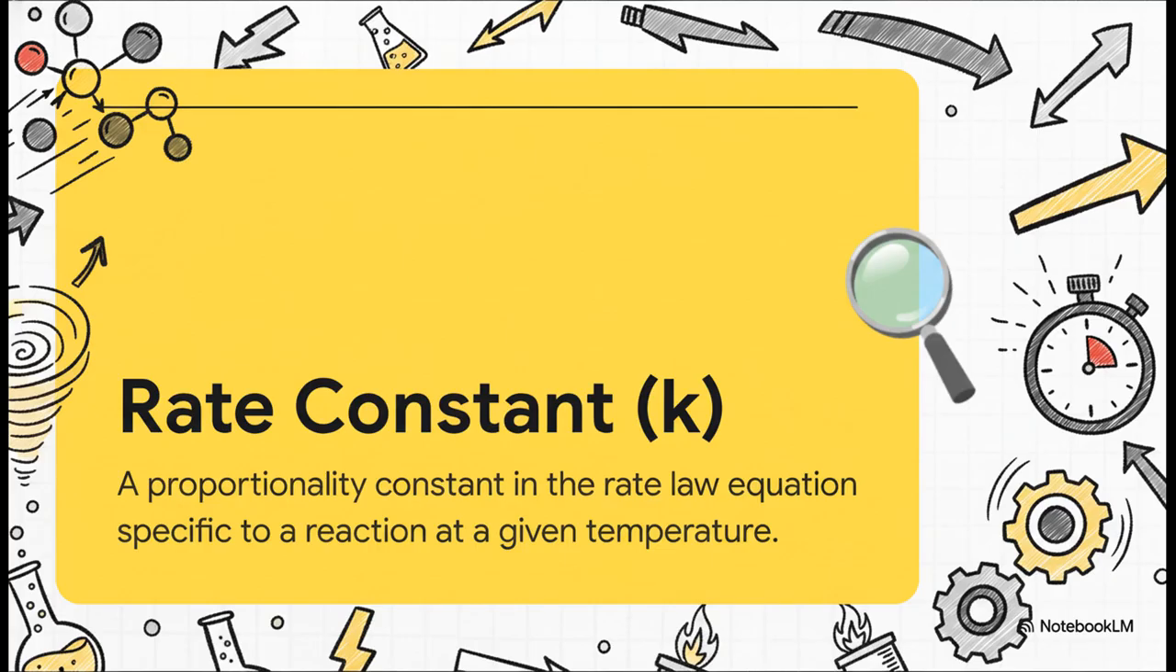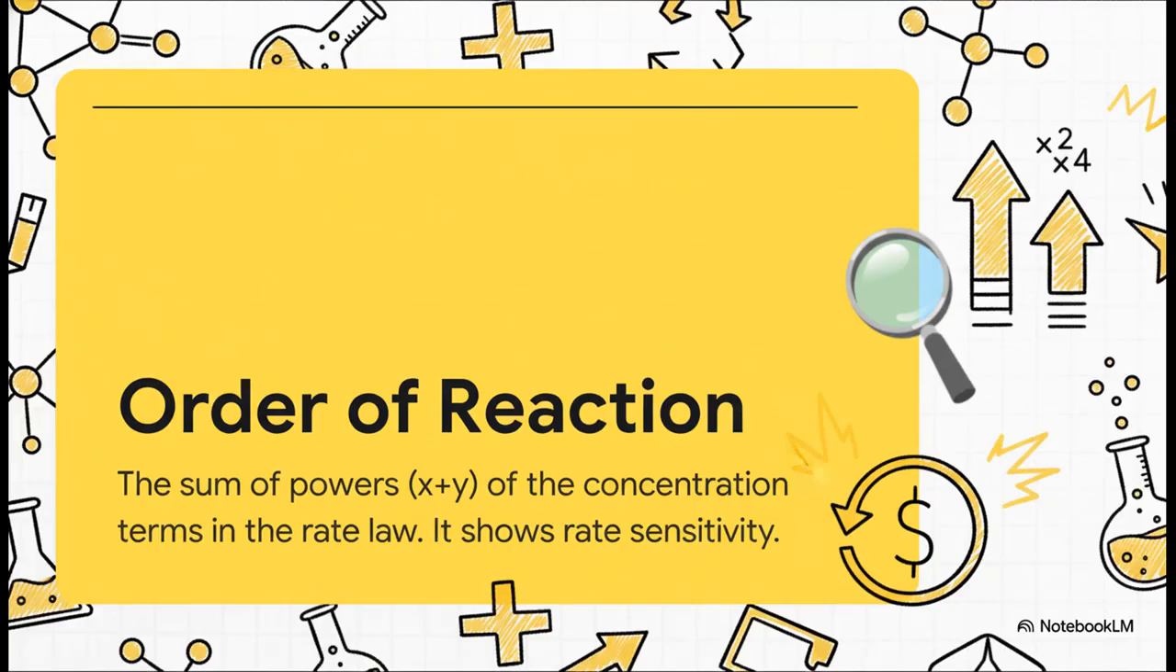It's that simple. Now for those exponents, X and Y. These are called the orders of reaction, and they are so important. They tell you exactly how sensitive the rate is to a change in each reactant's concentration. For example, if a reaction is first order for reactant A, that means X equals 1. If you double the amount of A, you double the speed. But if it's second order, where X is 2, doubling A would actually quadruple the rate. The overall order is just adding up those exponents, X plus Y.